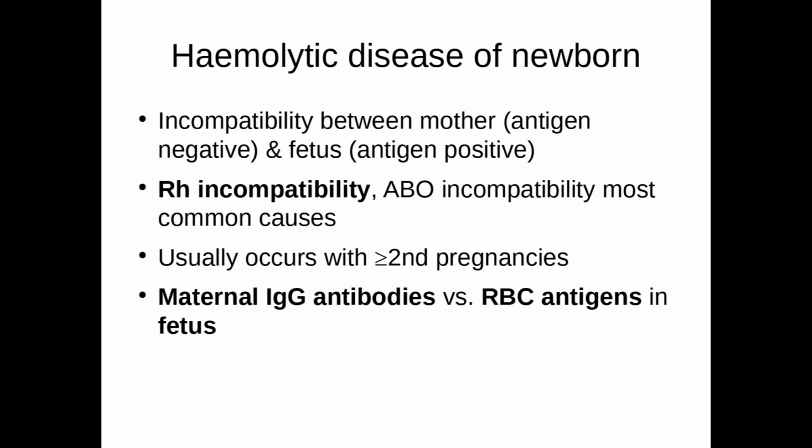It usually occurs after the second pregnancy, that is, two or more pregnancies. In the first pregnancy, only the exposure occurs. So here what happens is IgG type of antibodies in the mother will go and attach to the RBCs of the fetus.